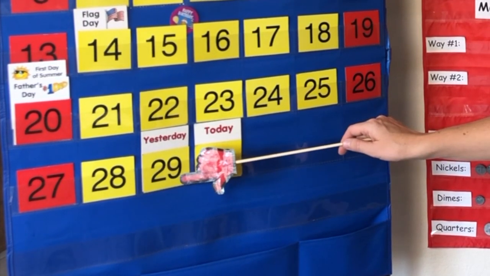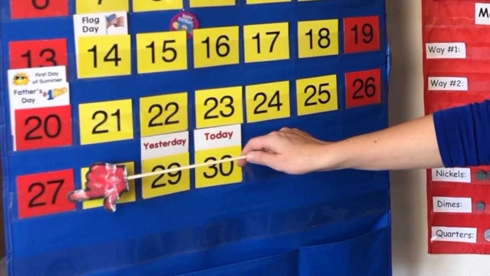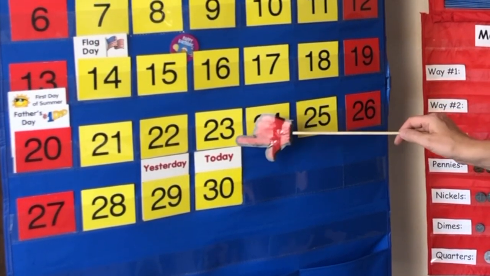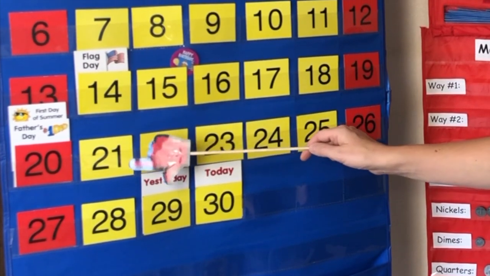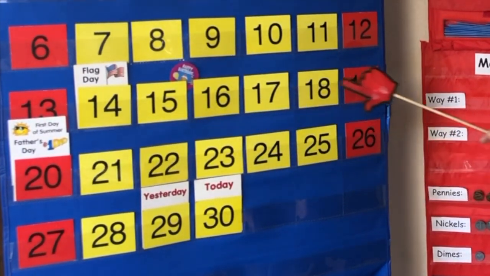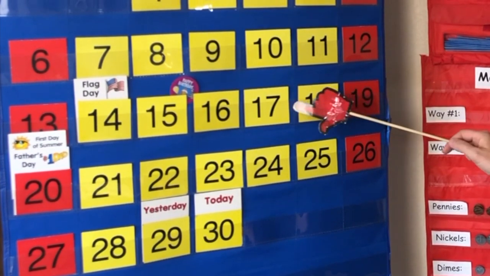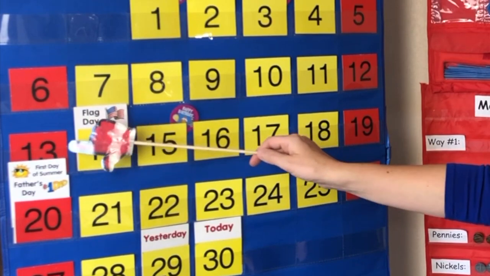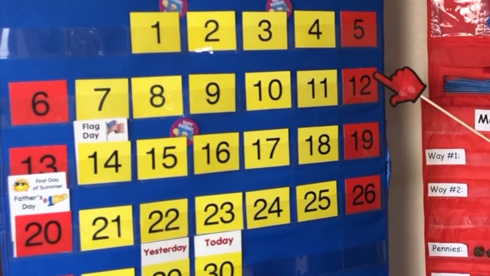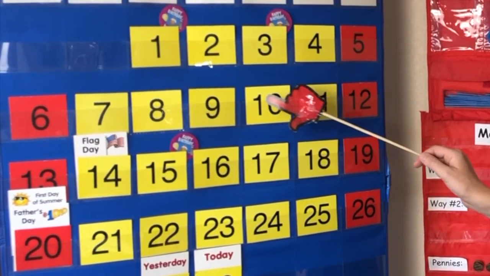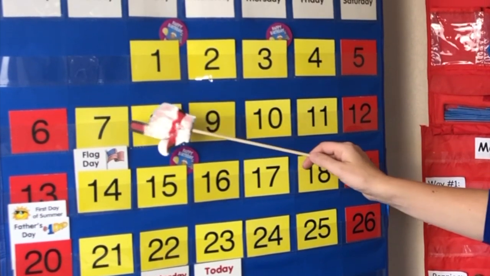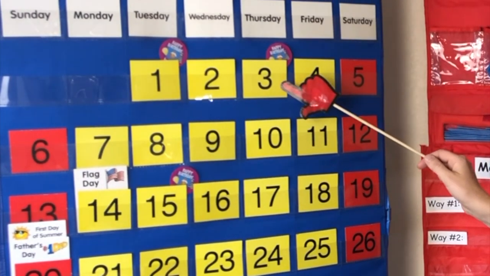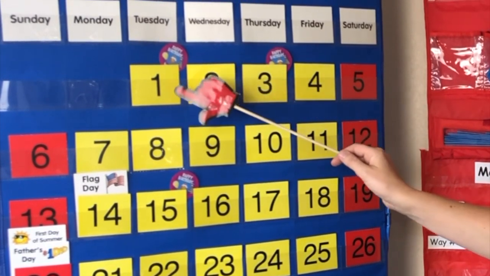30, 29, 28, 27, 26, 25, 24, 23, 22, 21, 20, 19, 18, 17, 16, 15, 14, 13, 12, 11, 10, 9, 8, 7, 6, 5, 4, 3, 2, 1.